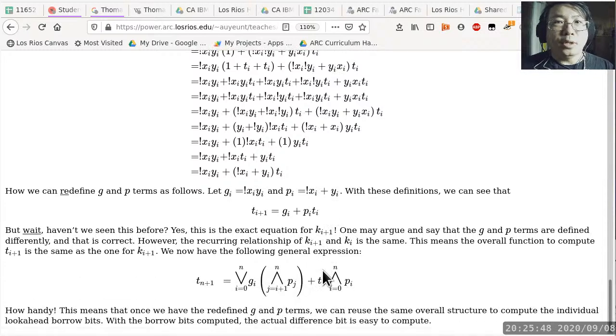That means the overall general expression of k of n plus 1 can also be reused for the borrow bit. So t of n plus 1 is this gigantic thing, but guess what? This gigantic thing is exactly the same as what we saw in binary addition. The only difference is all the k's got replaced by t in this case. But other than that, it's the same.